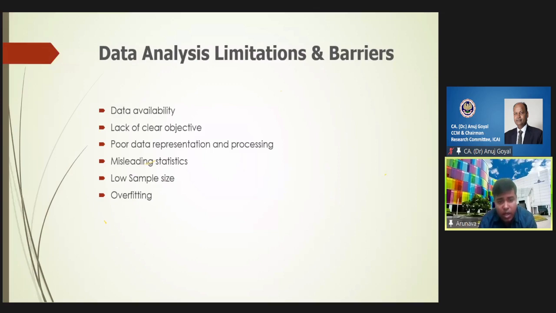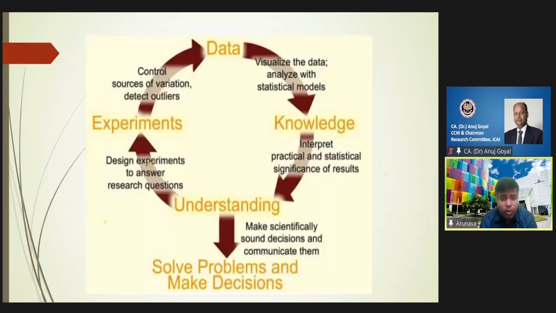Misleading statistics and overfitting of data. If you are using a model that overfits the data, that also is a problem. Then the bias will increase, right? Variance will be less. The outcome will be much, much closer to your outcome, but your data has been overfit with the model. That is again a problem because your model cannot be used for any other analysis or any other data set.